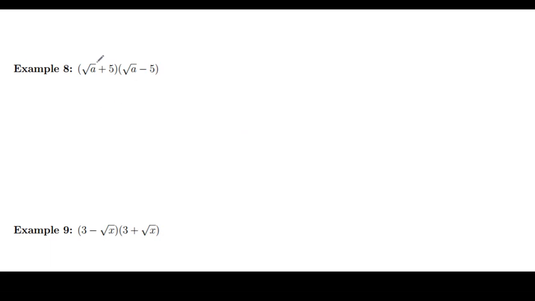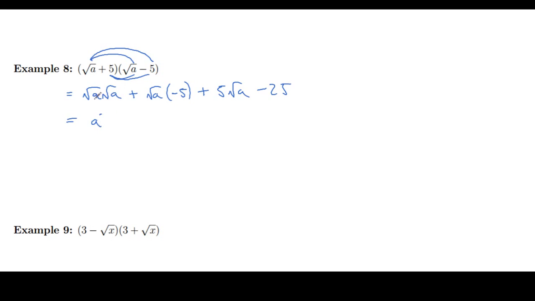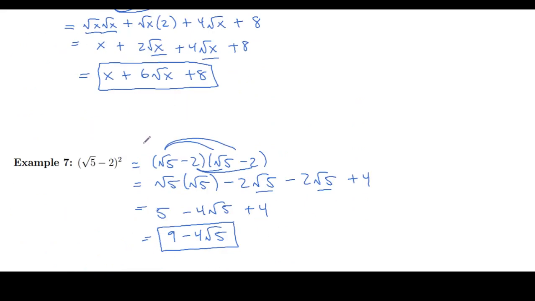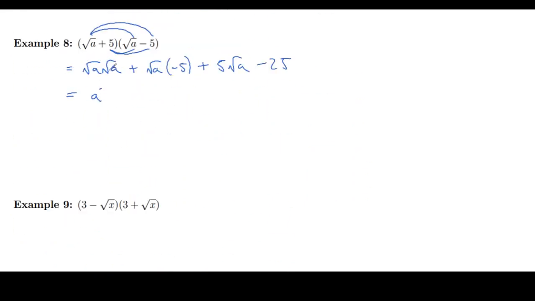And this one, we'll do the same thing. So FOIL, right, so root a times root a, and then plus root a times minus 5, and then 5 root a, and then 5 times minus 5 will be minus 25. So this will be a, not a squared, just a, right? So up here, you know how we had root 5 gives us 5, and root x gives us x. We'll have the same thing here. So root a is just going to give us a, right? And this is minus 5 root a plus 5 root a. So these are going to cancel, right? They're just negatives of each other, minus 25. So this is a minus 25.